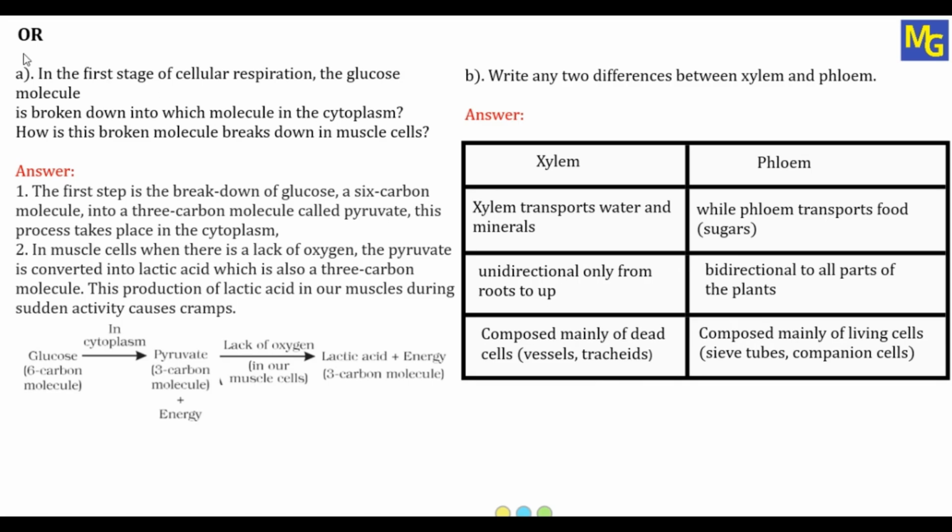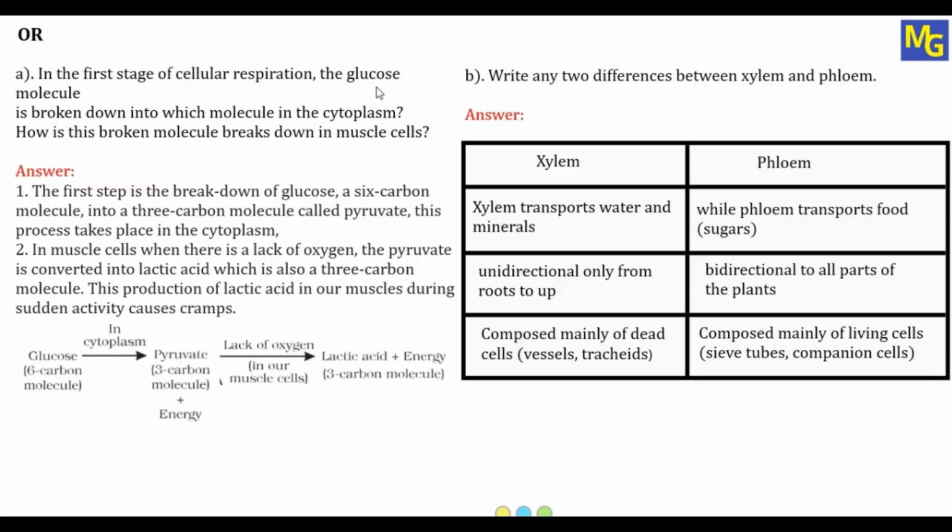So the next question is an OR question. The OR question is again divided into A and B. First we will see A. In the first stage of cellular respiration, the glucose molecule is broken down into which molecule in the cytoplasm? And how is this broken molecule broken down in the muscles? So see here, this is a question on respiration.